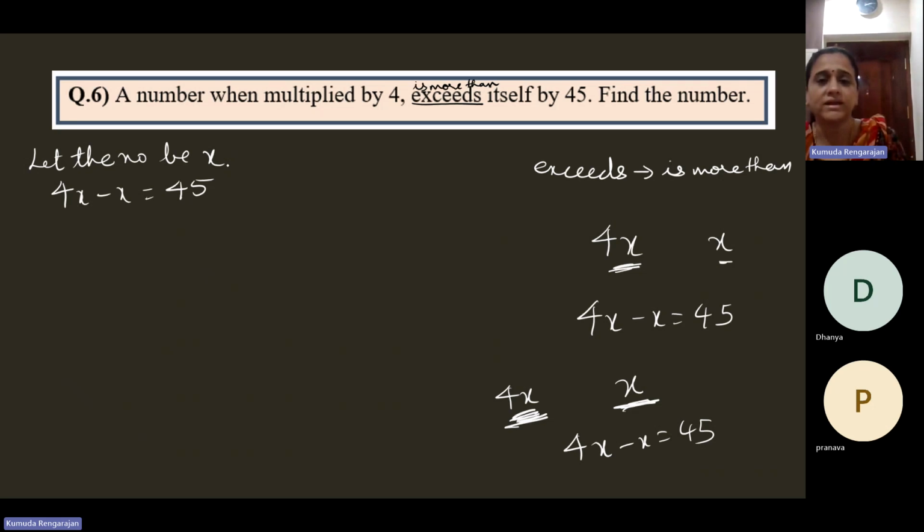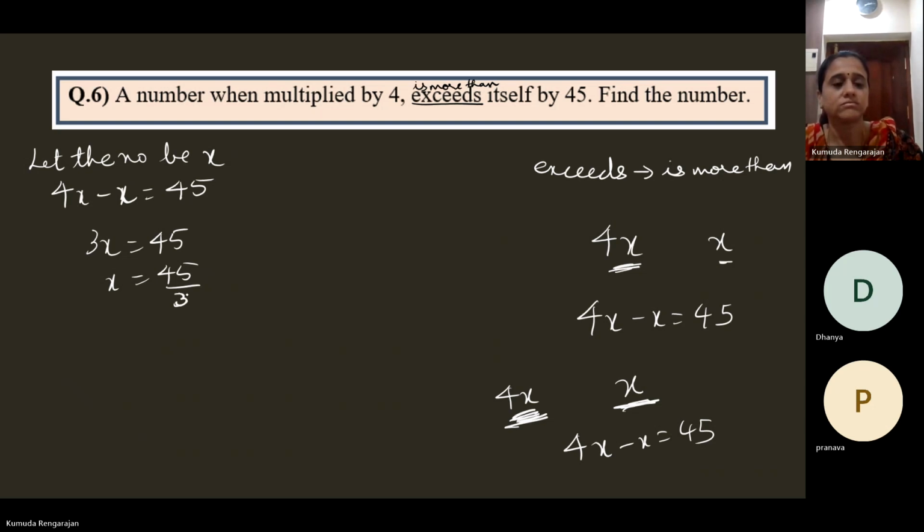Exceeds means is more than. Is more than basically suggests the difference between the two quantities. So 4x minus x is equal to 45. 3x is equal to 45. x is equal to 45 by 3. x is equal to 15. Therefore, the number is 15.